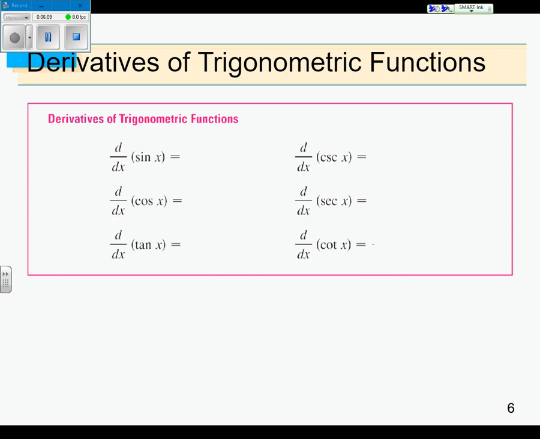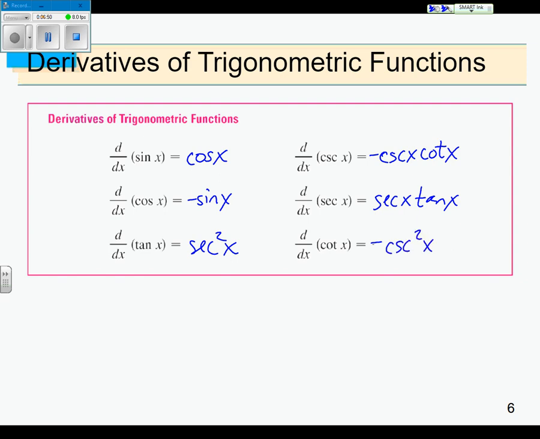So, for instance, I know the derivative of sine, we said it was going to be cosine. Derivative of cosine is negative sine. And the derivative of tangent is going to be secant squared from what I just proved. So using the same logic and using some quotient rules, derivative of my cosecant is going to be negative cosecant. I misspelled cosecant. Negative cosecant x, cotangent x. Derivative of secant x is going to be secant x, tangent x. Derivative of cotangent is going to be negative cosecant squared x.